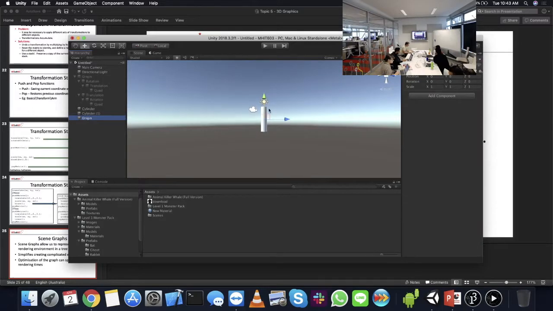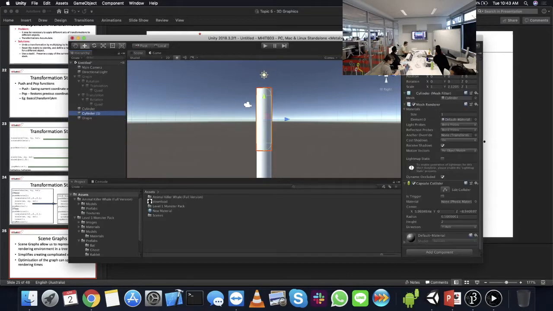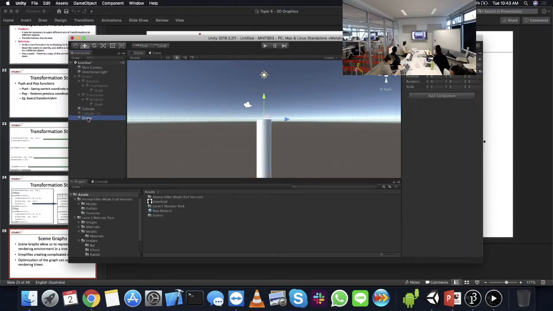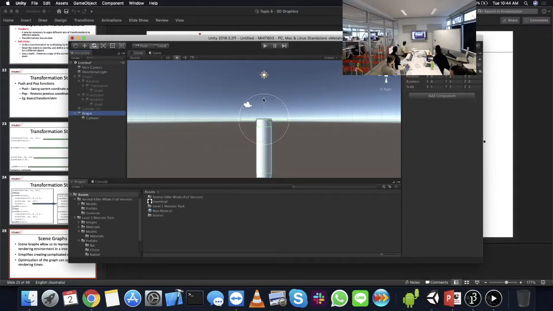Okay, so there's my origin. Let's put the end of cylinder 1 at the origin. So I'm going to move that down to about there. So let's just hide that second one. So cylinder 1 is now basically at the end of that origin. So if I make that a child cylinder of the origin and rotate that, you'll see that's effectively our first joint.